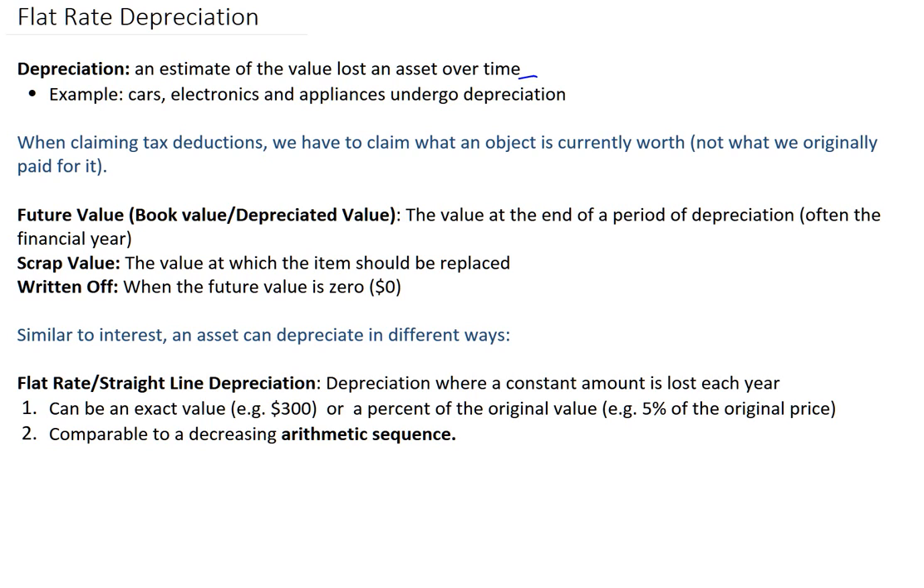Now we're going to look at the opposite, where something loses value over time. Okay, that's called depreciation. So as we've got here, our first definition, depreciation, well, that's an estimate of the value lost by an asset over time. So the concept of, I start with something being worth a certain amount, and over time the value that it's worth goes down. In particular, items such as cars, electronics, and appliances, they undergo pretty significant depreciation. So their value is really going to change over time.